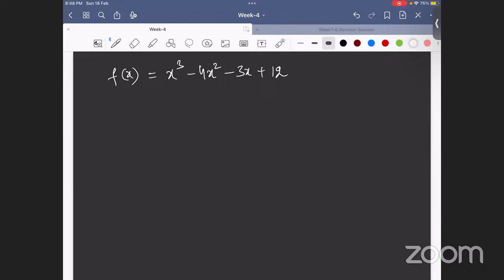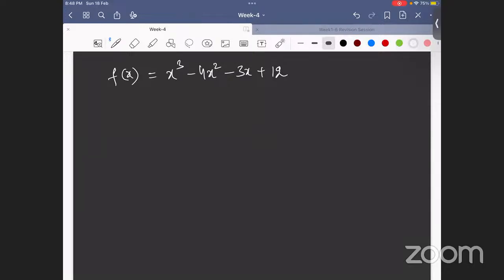Sir, the x-intercept is -12. If I take f of x as 0, then I can take x common from x cube minus 4x square minus 3x. Then I shift plus 12 to the left-hand side, and it becomes -12, like this.